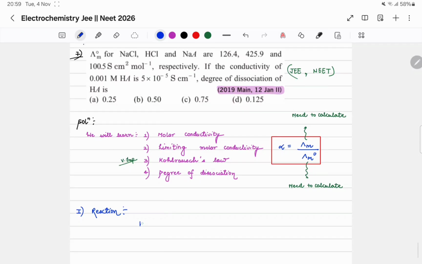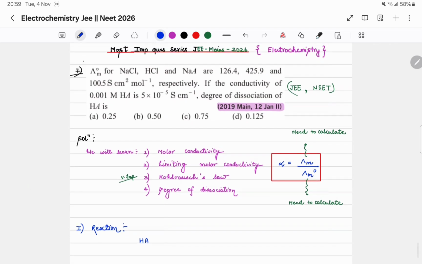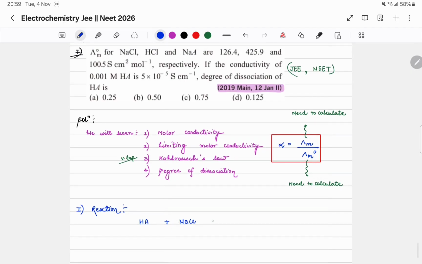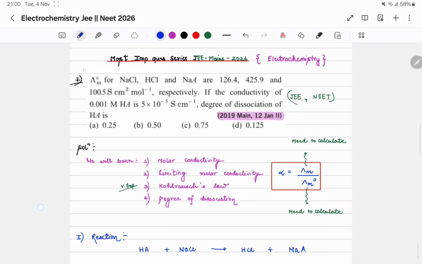So let me write HA. Why am I writing HA? Because this is the limiting molar conductivity I need to calculate. Now think, HA will react with what? Just use your logic. HA will react with NaCl or HCl or NaA. Definitely HA is not going to react with NaA. It will react with NaCl or HCl. So let's write NaCl. The moment I write NaCl, you can think of it as plus minus exchange. What is going to form? HCl I'm going to get, and along with that NaA, right? So that is the reaction which I have written.